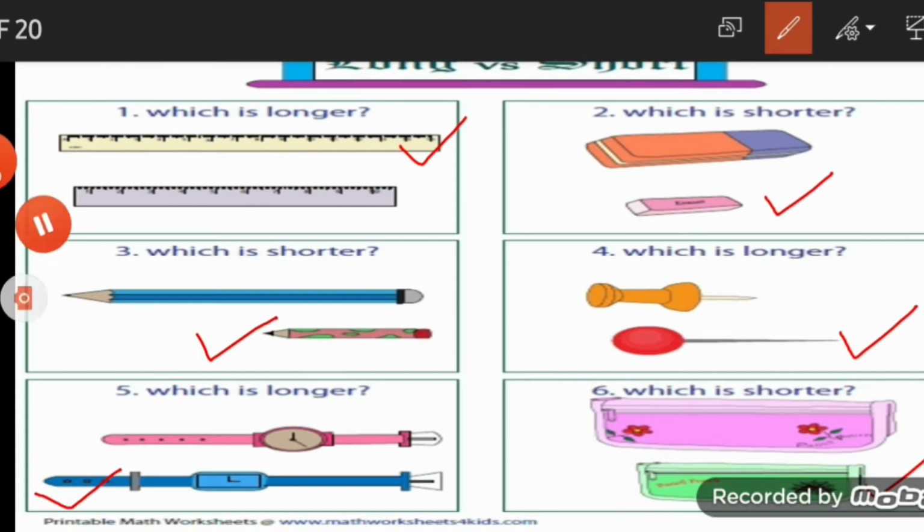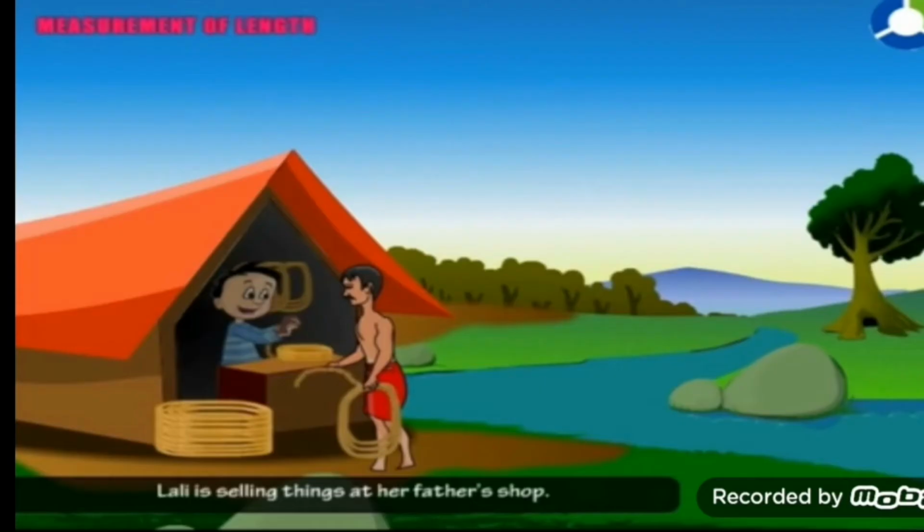So now you are clear with the term long and short. Now let us start our chapter. Now look at this picture.